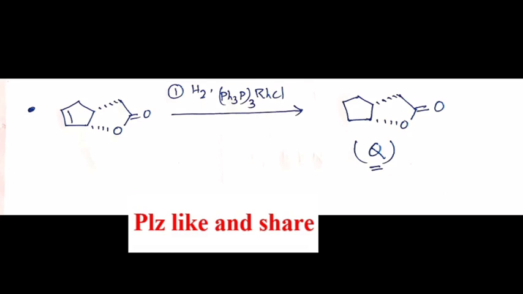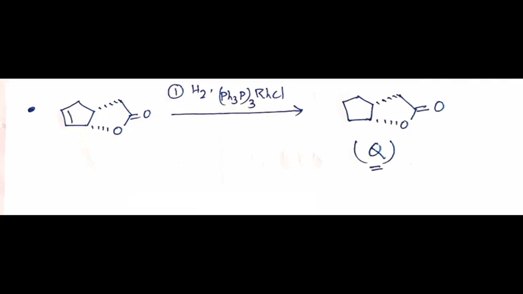This bicyclic compound contains one 5-member lactone ring, and another one is a cyclopentane residue. Okay. So this reaction is very important for GATE as well as IIT JAM as well as joint CSIR NET exam also. So you have to keep in mind this stereoselective hydroboration and oxidation reaction.